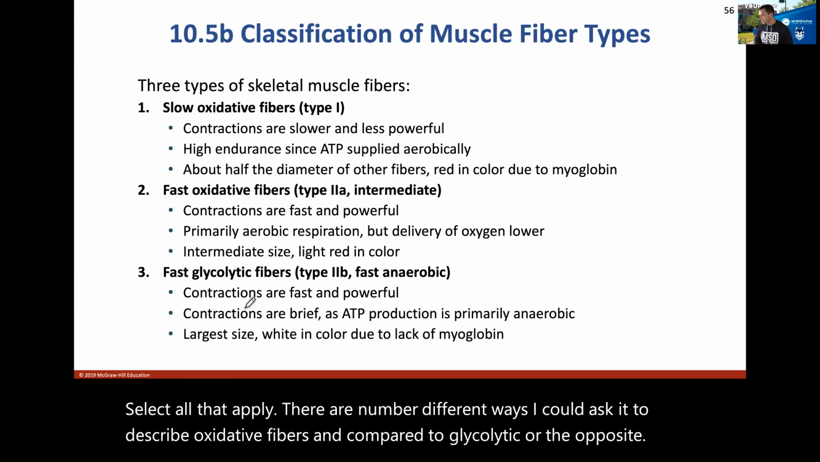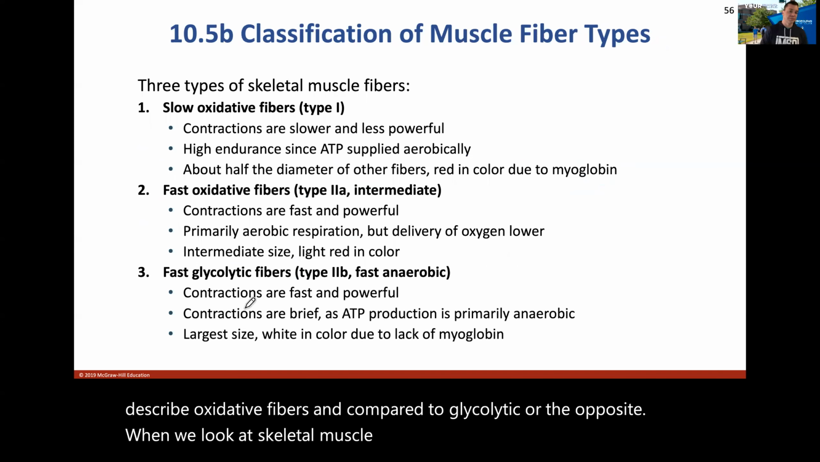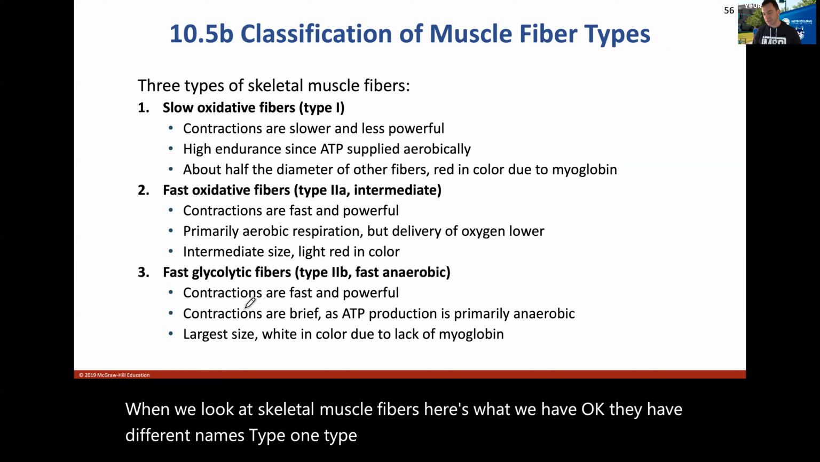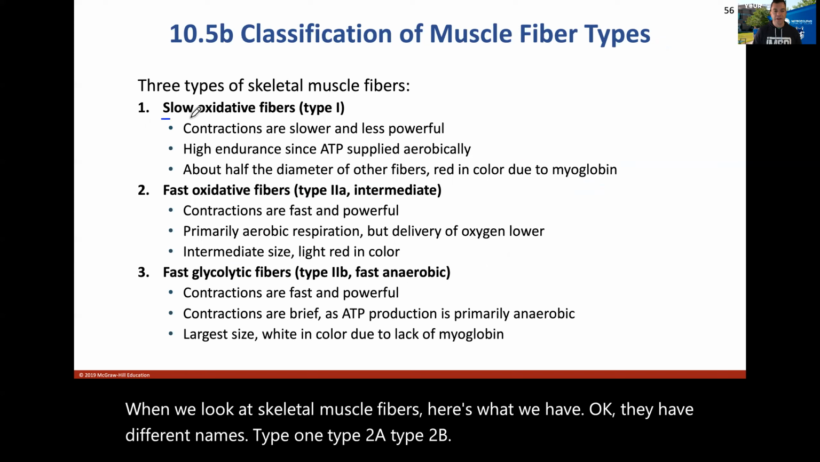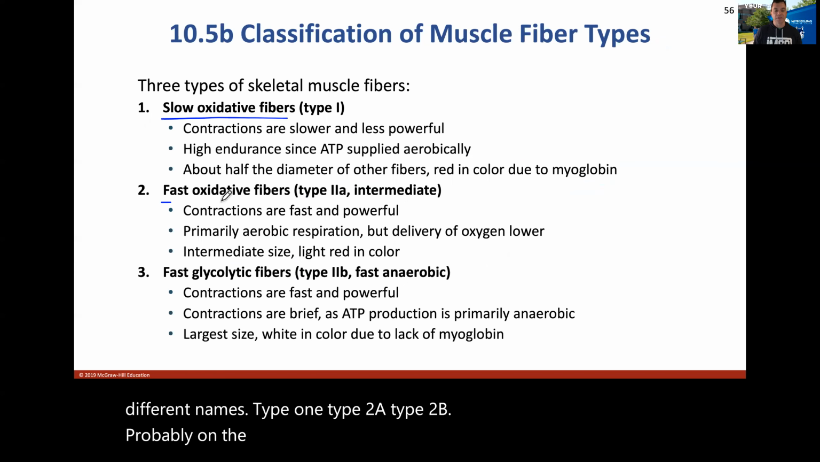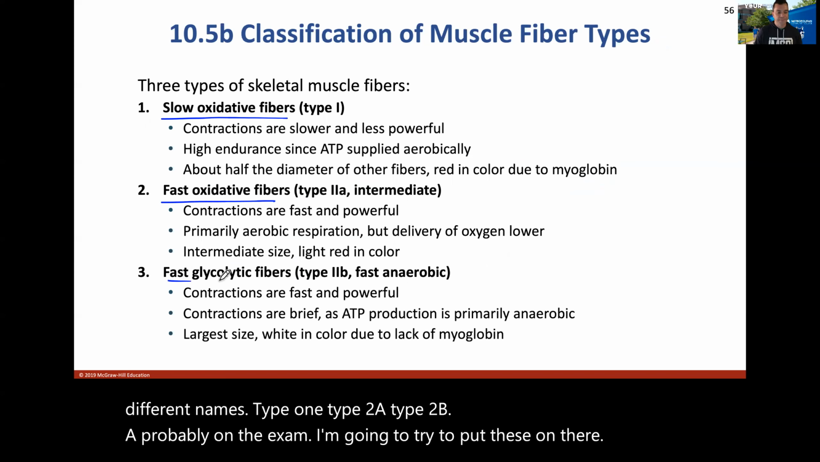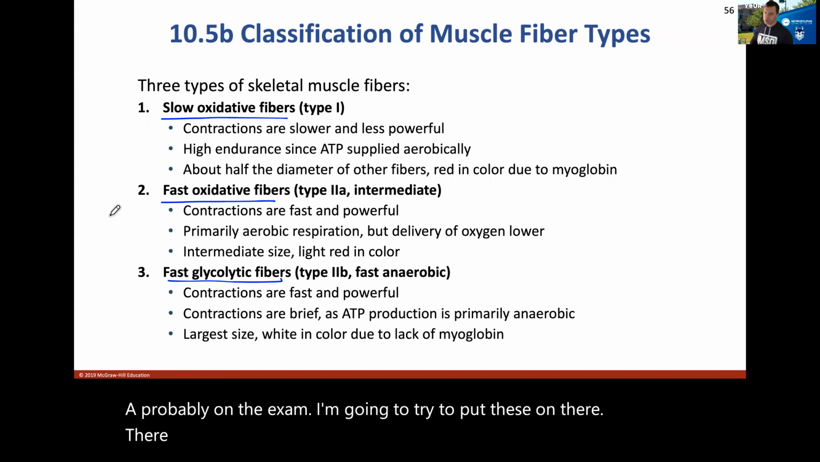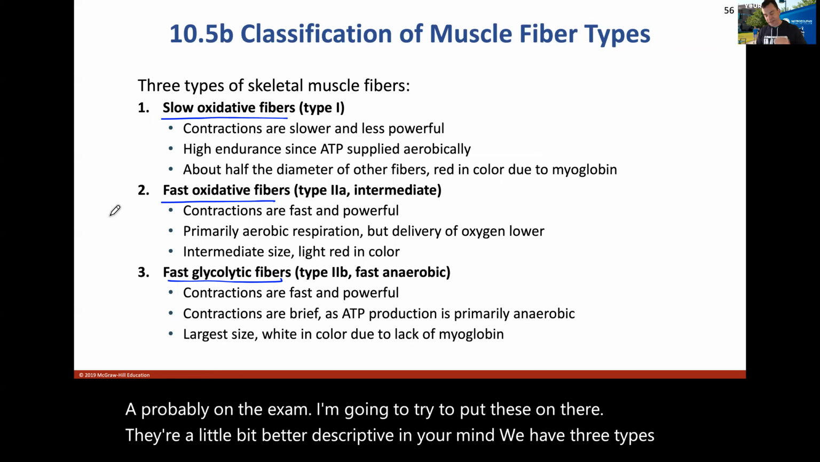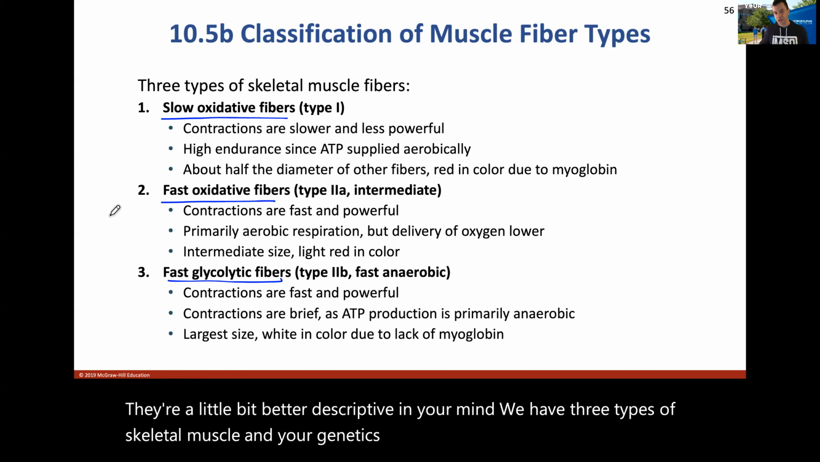When we look at skeletal muscle fibers, here's what we have. They have different names: type 1, type 2A, type 2B. I'll probably try to put these on the exam, since they're a little bit more descriptive in your mind. We have 3 types of skeletal muscle fiber, and your genetics determine your ratio.